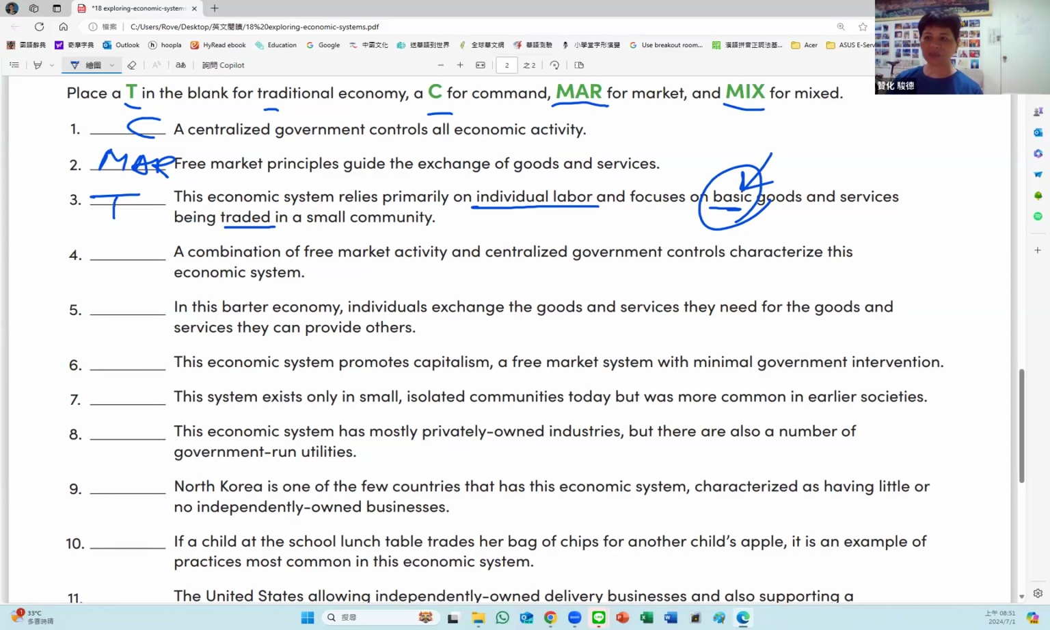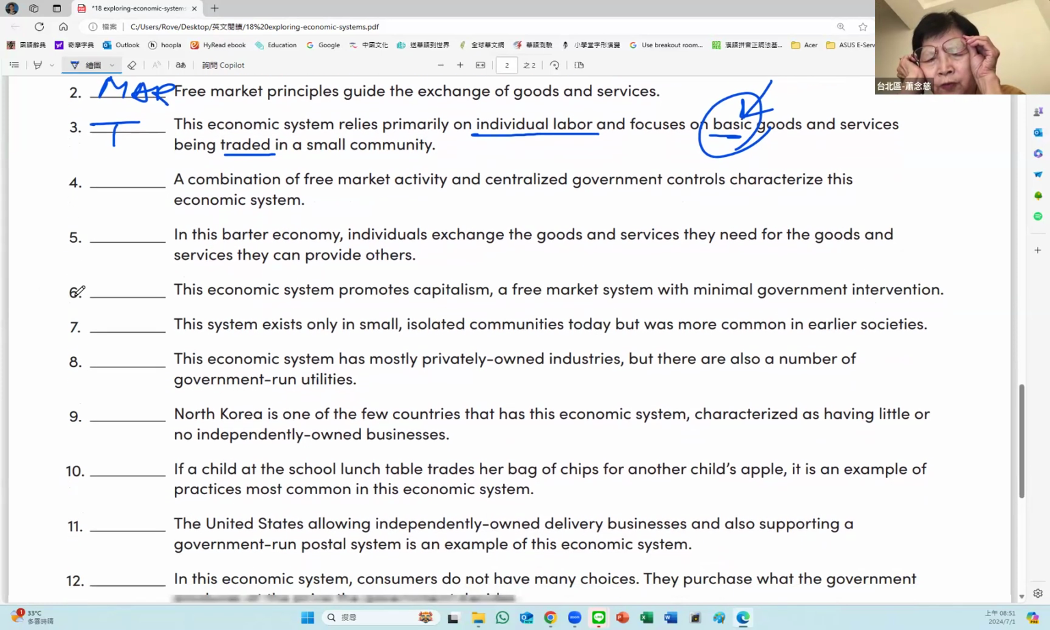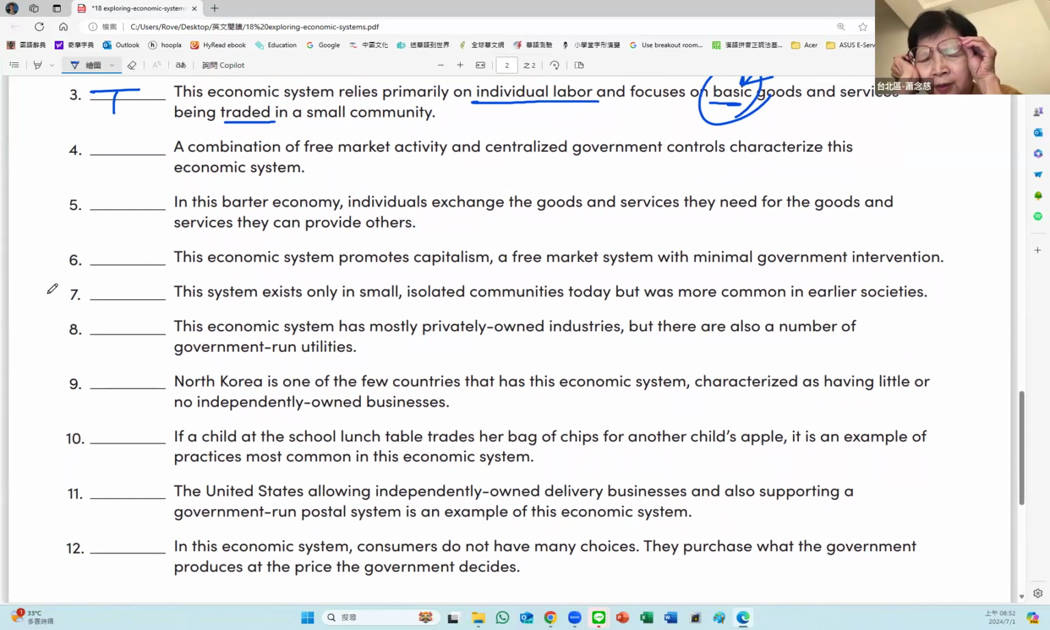All right, Lily, would you please read number 4? Combination of free market activity and centralized government controls characterize this economic system. Okay, and what system is this one? Mix. Very good, thank you.